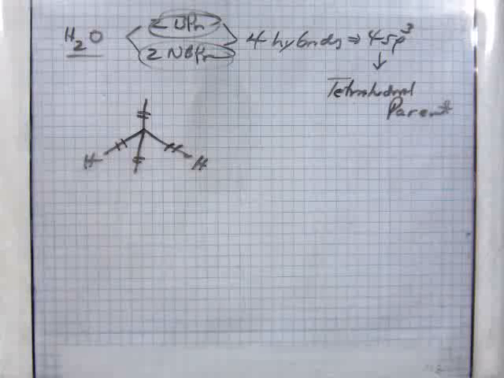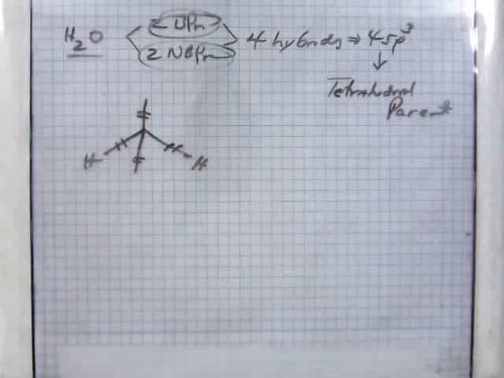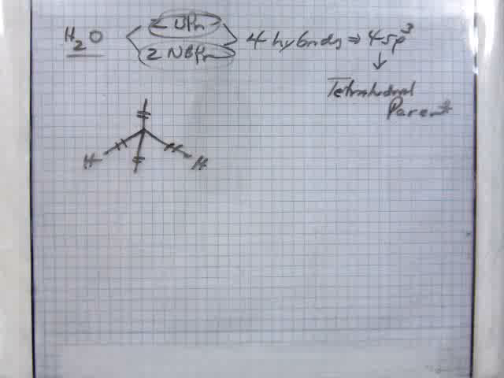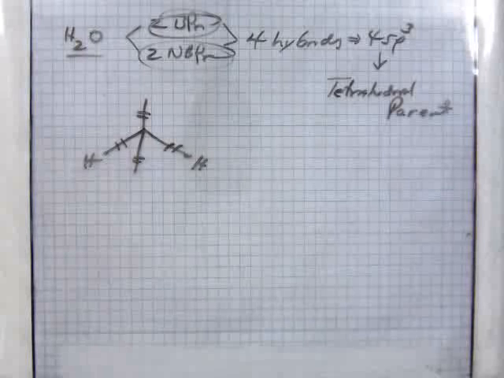So this kind of shows you the relationship between the VSEPR theory and the valence bond theory. Hopefully you're starting to see the patterns that are evolving here.